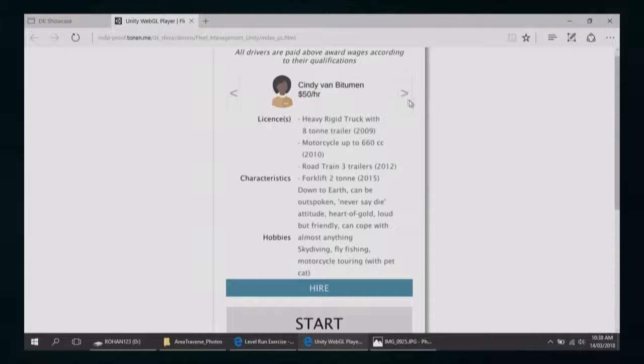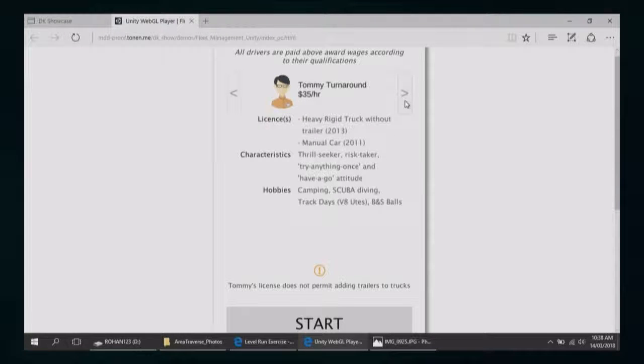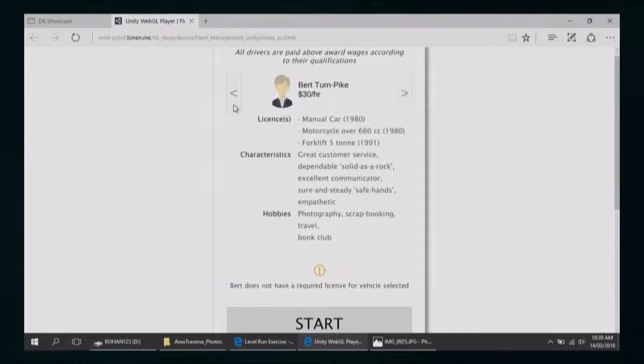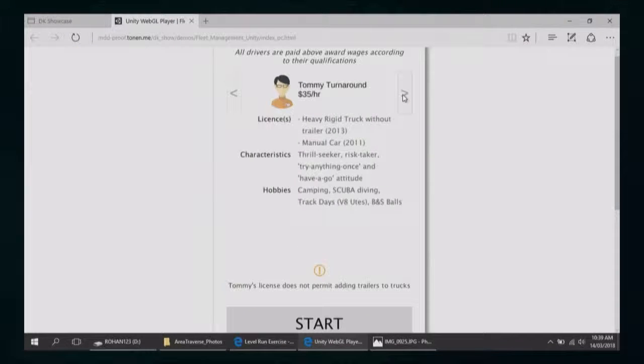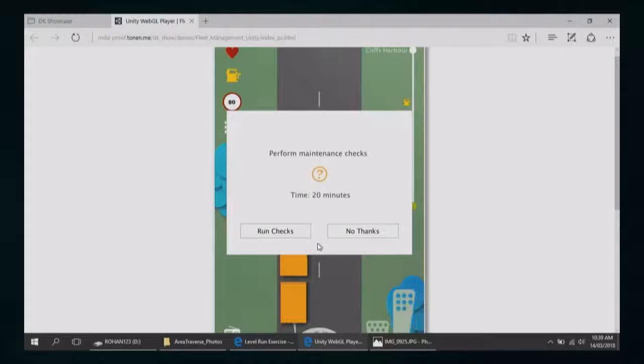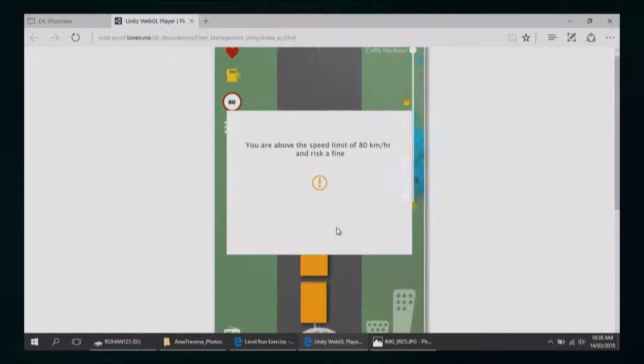Finally, you can go and choose a driver. Now, because I have selected a trailer, there are certain licenses required. And this fellow Bert here, although he's cheap at $30, doesn't have the required license. Neither does Tommy. Pammy can hire. So Tommy's license doesn't work, Bert doesn't, and Cindy is very expensive. Let me go for Pammy. What this game allows a student to do, and I can do maintenance checks. If I don't run checks and I forgot to click, that means there's a chance of a breakdown. Yes, I'm above the speed limit.